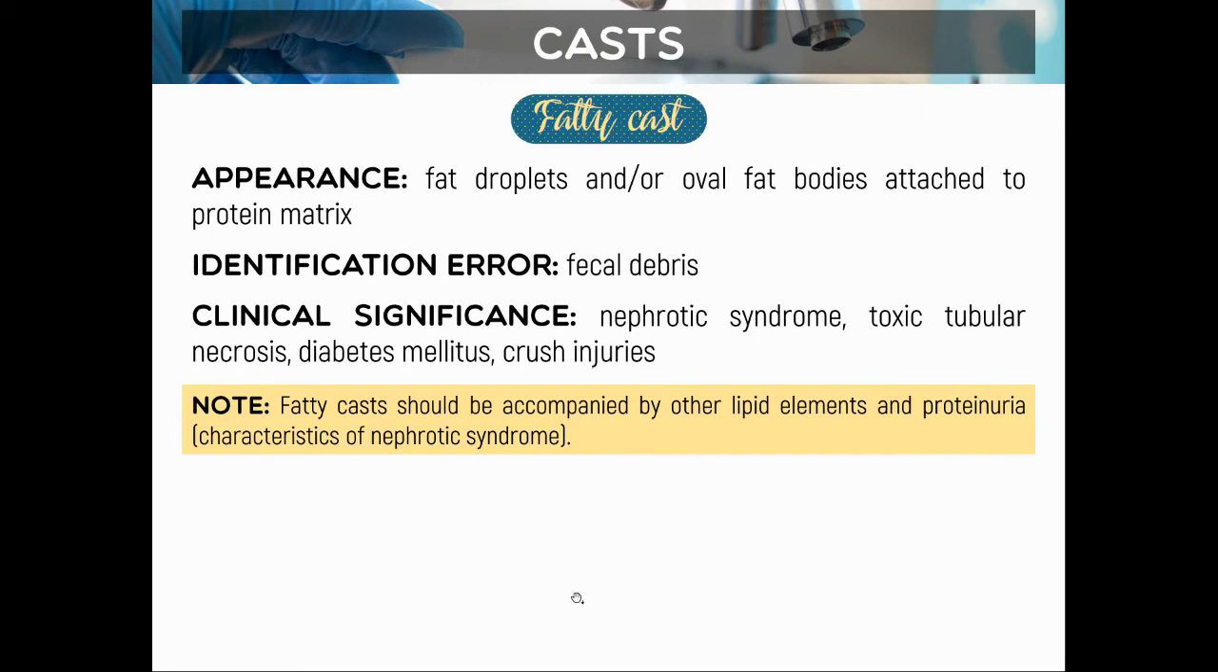Fatty cast is seen in nephrotic syndrome, which has massive proteinuria and massive lipiduria, because the normal negative electric charge of the cell is disrupted. That is why high molecular weight materials such as proteins and lipids are excreted in the urine. We need to take note that fatty casts should be accompanied by other lipid elements and proteinuria because that is characteristic of nephrotic syndrome. Also, we have toxic tubular necrosis, where the tubules die and shed their cells, which is why fat materials appear in the cast, and also in diabetes mellitus and crush injuries.